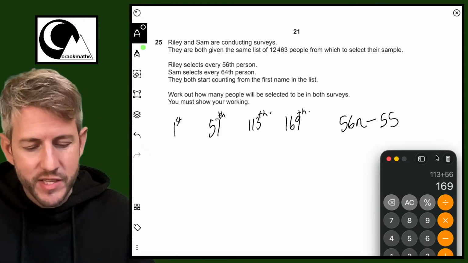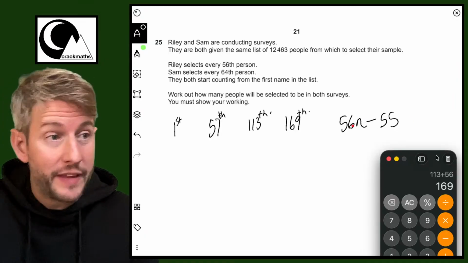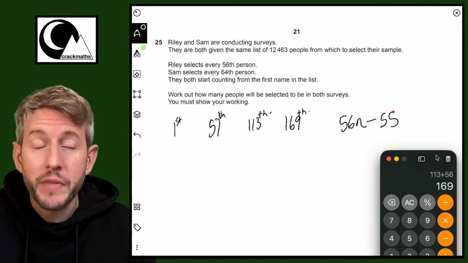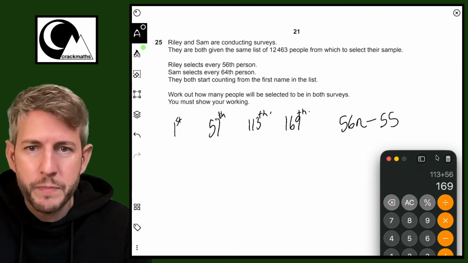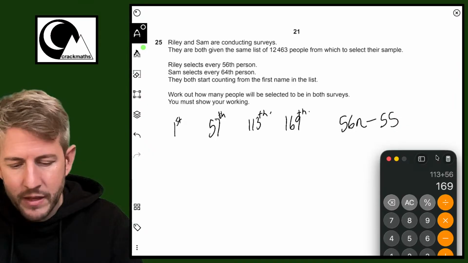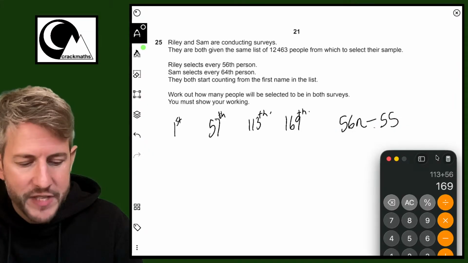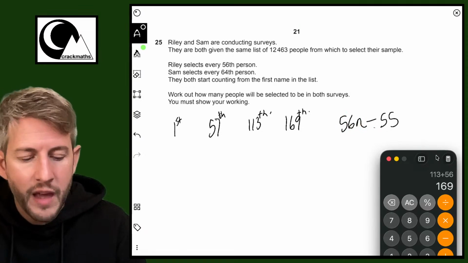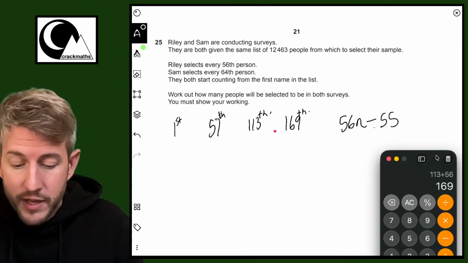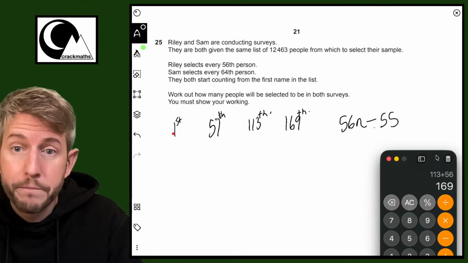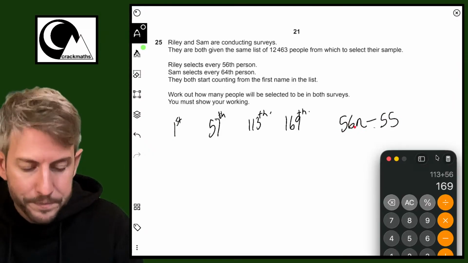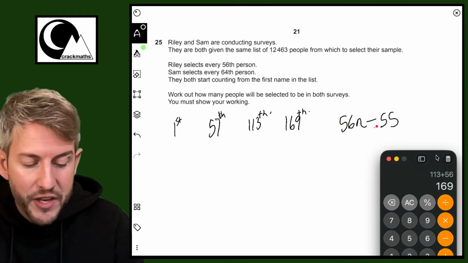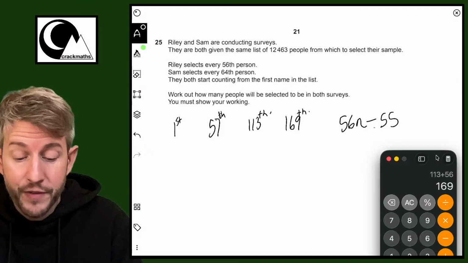Okay, so this is the formula here that we're going to use. And so what we need to do is work out how many people appear in the list for this being the nth term. Okay, so the reason why this is the nth term is because if n is 1, 56 times 1 gives us 56, and then 56 minus 55 gives us the first term, which is 1. Okay, if n is 2, we'd have 2 times 56, take away 55, which would give us 57.